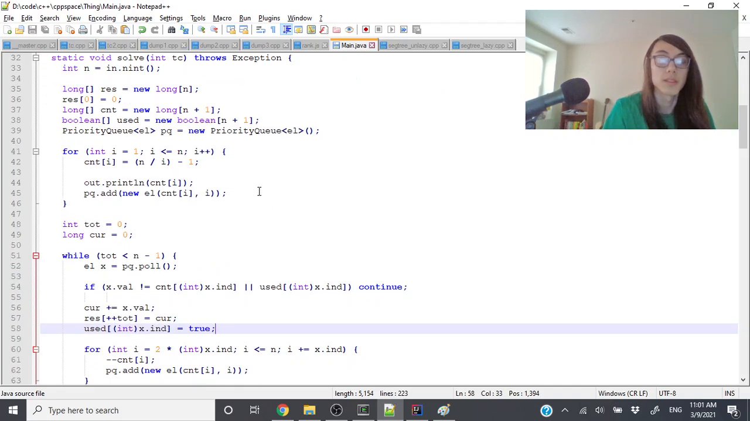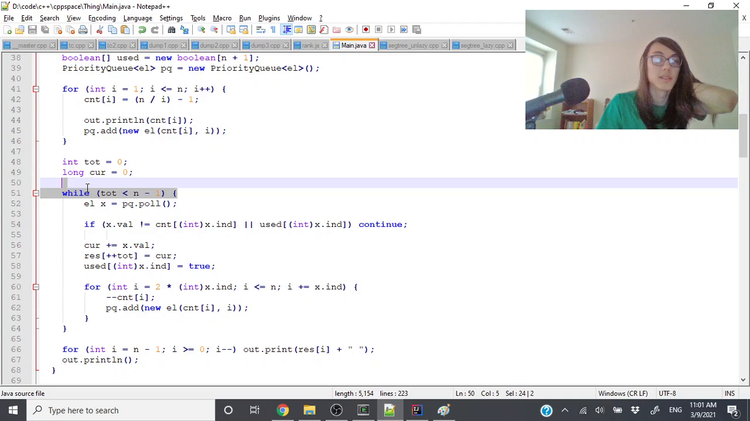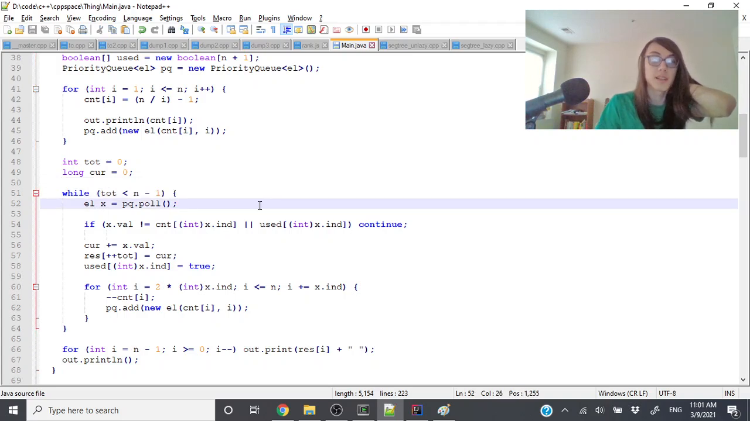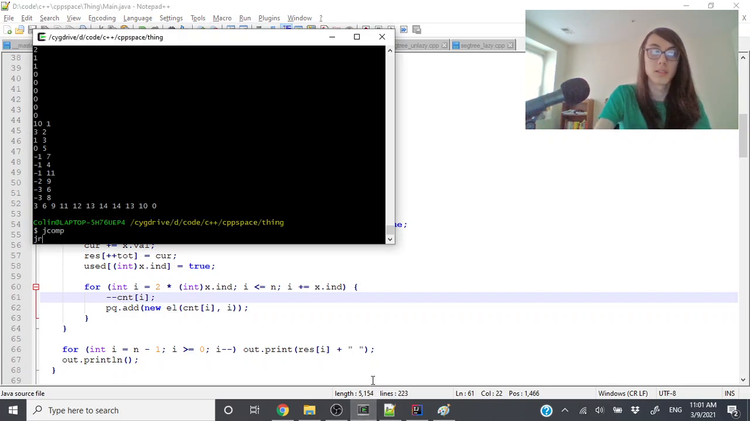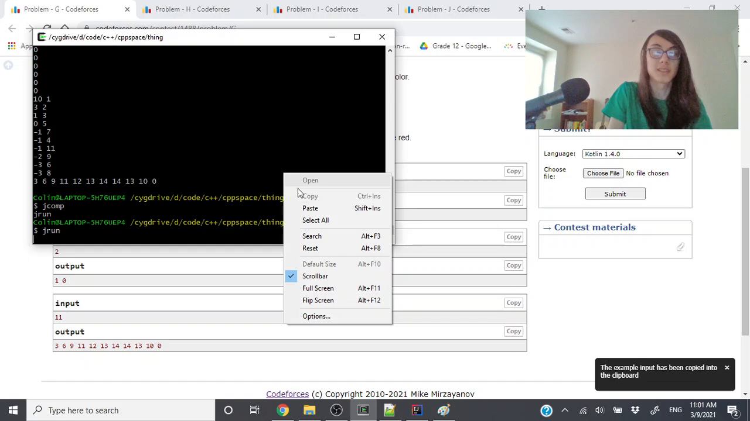So long res, long count, boolean used. Alright. So for each, set its count initially. Right. Int tot, long cur. Well, for n-1 times, element x is equal to the poll. Then if it doesn't work, then continue. Otherwise, add it to the current answer. Then set that current answer to this. Then make it used so that we can't revisit it. And then decrement all of its multiples. Cool. Works for that, right?